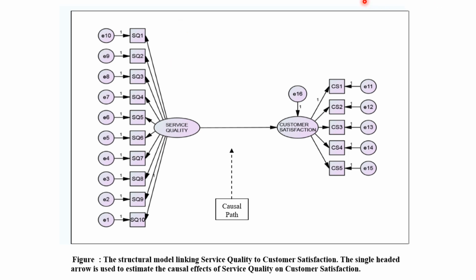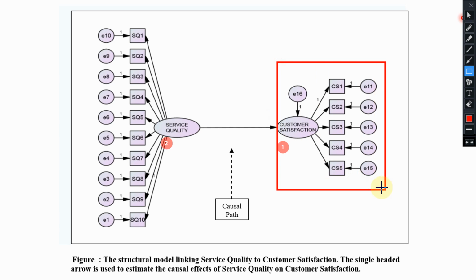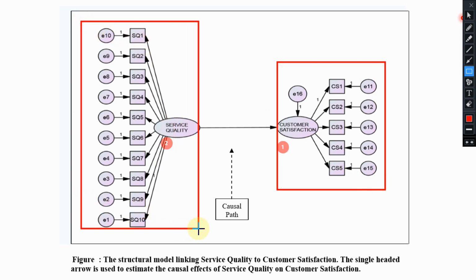Now, two important things here. What we see here, this one and this other one, these two are what we call the factors, and sometimes people call these two measurement models. Why do we call them measurement models? There's a very simple reason. Because customer satisfaction is measured with the help of these 5 scale items. Similarly, service quality cannot be measured directly. It is measured with the help of all these 10 scale items. So we call this a measurement model. We call this a measurement model.